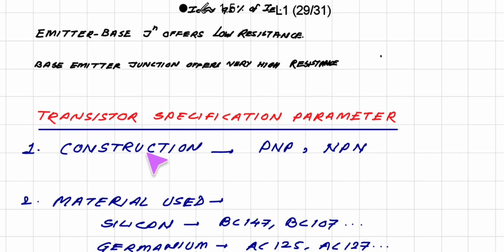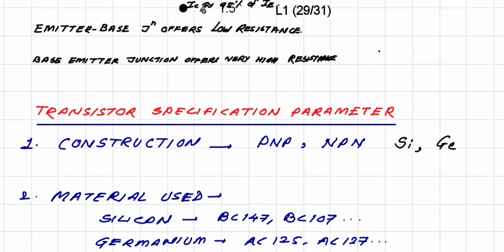First one is construction, that we already saw. There are two types of material which are normally used, that is silicon and another one is germanium. Based on this material the transistors are prepared. But according to construction, that means whether an N layer is sandwiched between two P regions or a P region is sandwiched between two N regions, on the basis of this the transistors are categorized, and that is PNP transistor and NPN transistor.